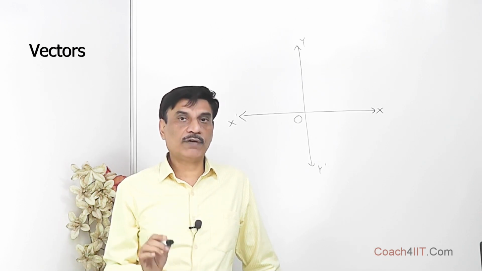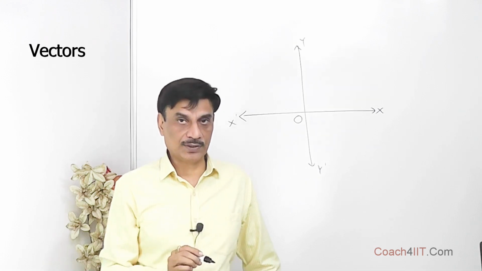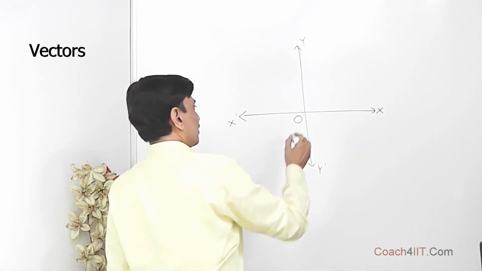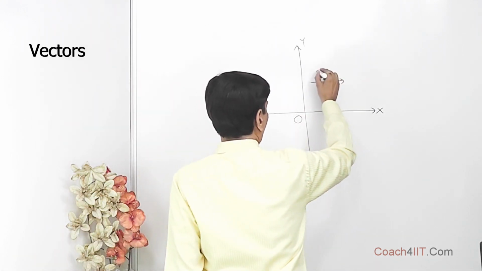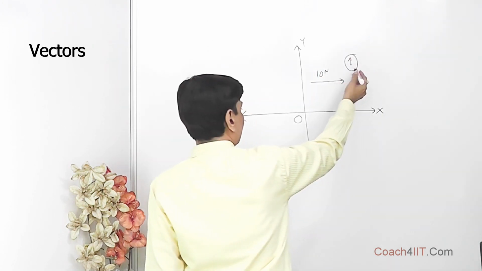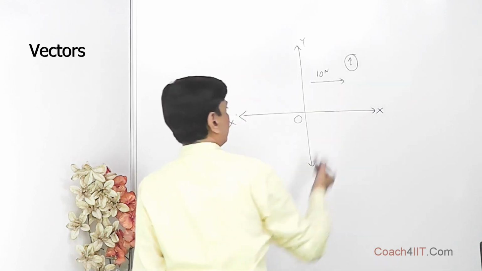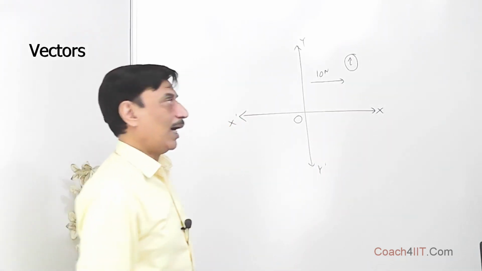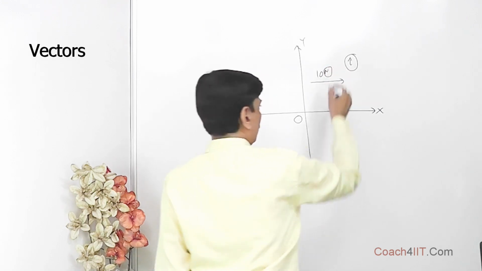So now if someone says a force of 10 i cap Newton is applied, you very well know in which direction the force is applied. It means the force is applied in this direction with magnitude 10 Newton, and from i cap you have deduced that this force must be along the positive x-axis, and the unit of this is Newton only.